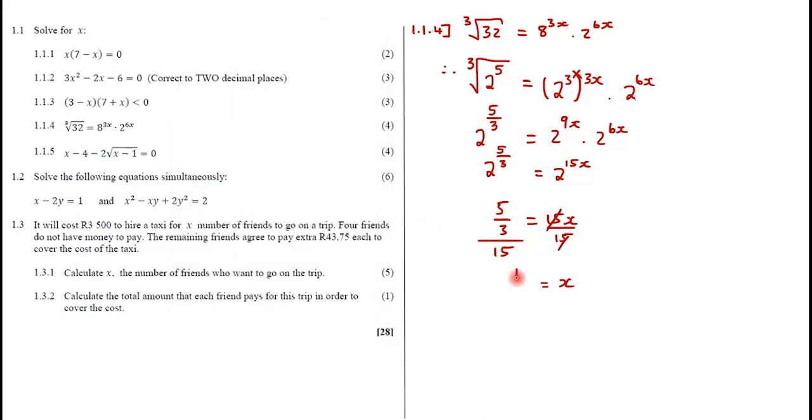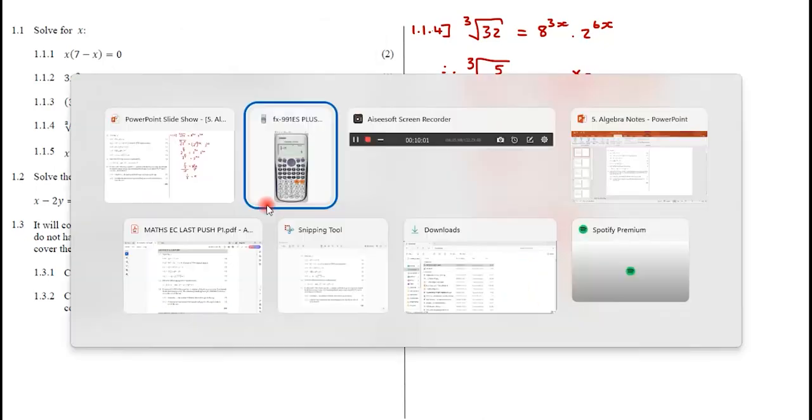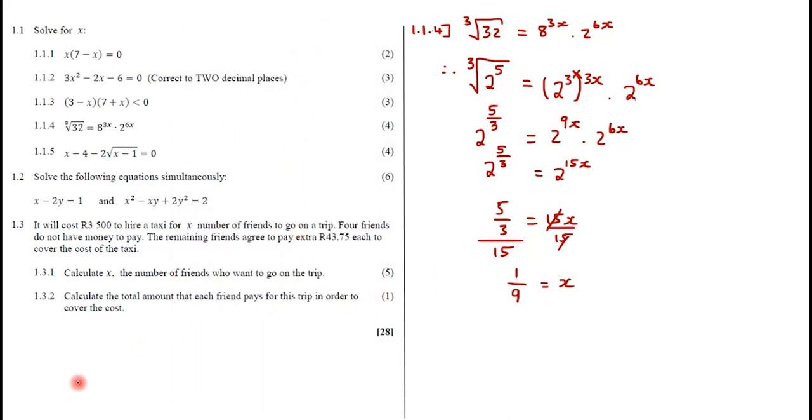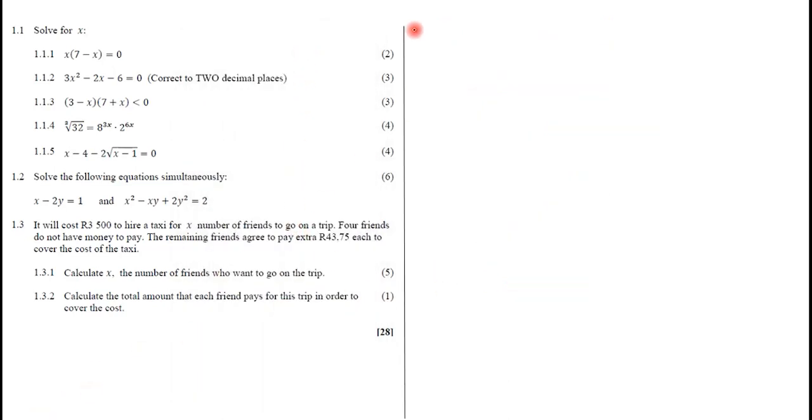And then as you can see here, it gives me 1/9. Another way of doing it is by putting the first part on the top inside the fraction like that. So 5/3, and then putting 15 here, we'll see that the answer is going to be the same thing, right? Okay, so let's move on now to 1.1.5.